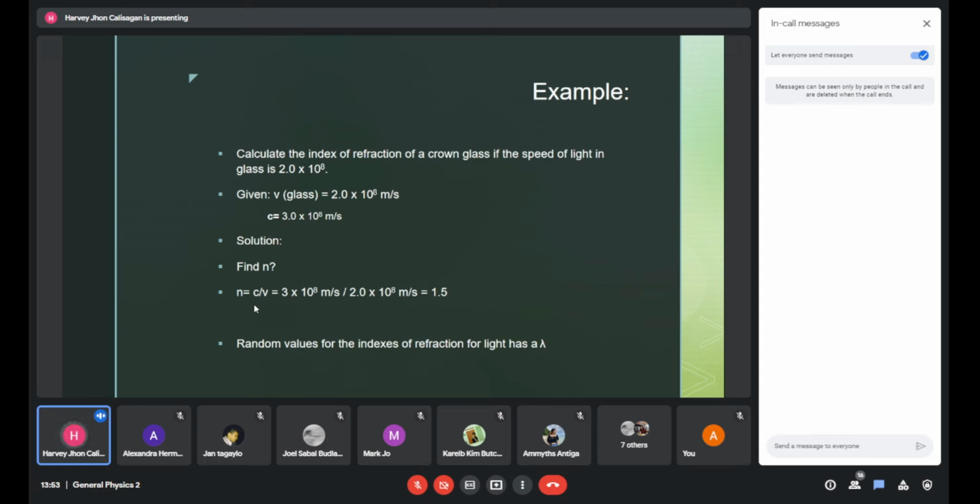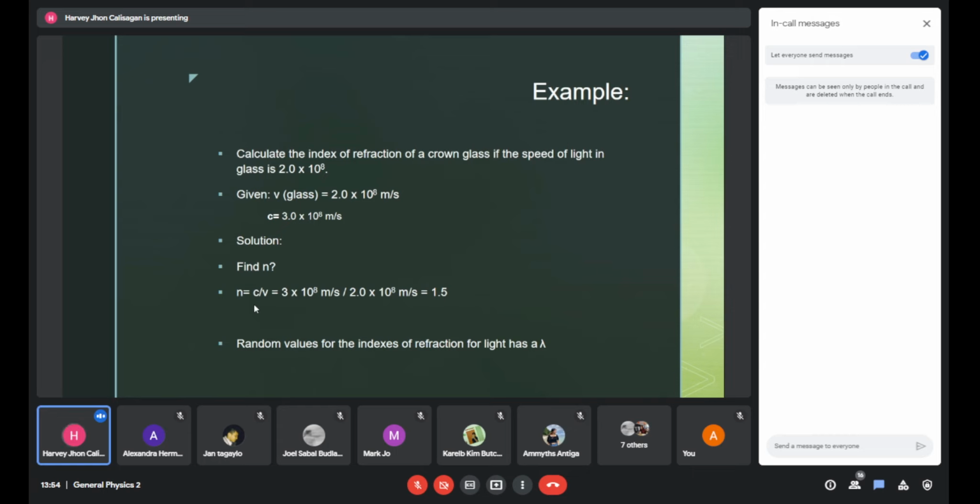That layer of glass there is an example of our crown glass. Now, the glass reflects light, and it can only convert to another speed of light that has a value of 2.0 times 10 to the power of 8 meters per second.